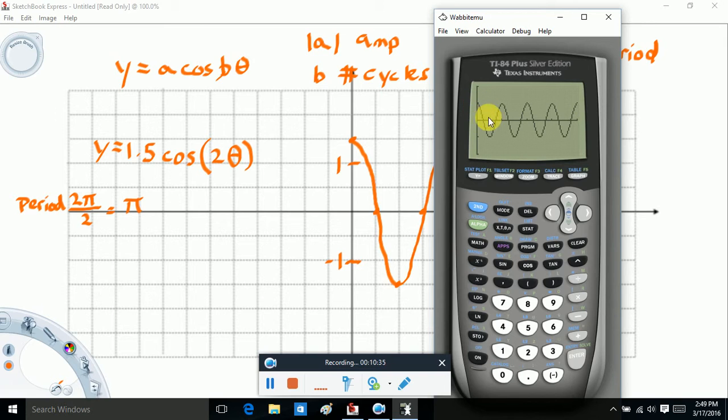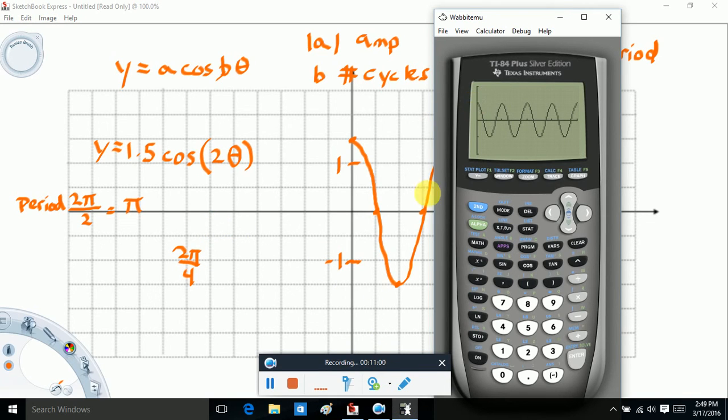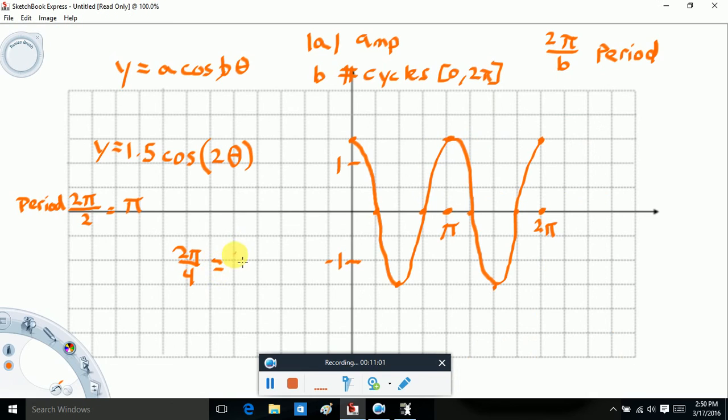So if you notice, in an interval of 0 to 2 pi, we have 1, 2, 3, 4 cycles. Right? We have 4 cycles. So the period is going to be 2 pi over 4. Okay? 2 pi over 4, which is pi over 2. Again, for cosine of 4 theta.